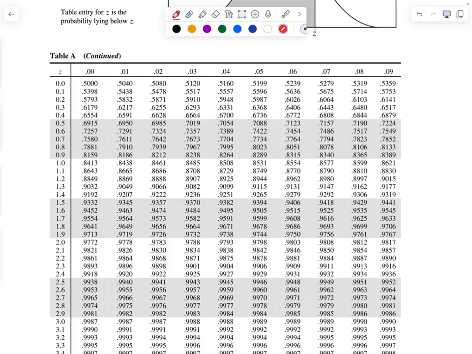The answer for the area is 0.8413. And you could just leave the answer as 0.8413. This is the same as 84.13%. It is the same thing, but again, you don't need to turn it into a percentage. You don't need to move the decimal over. You can just give us the answer as 0.8413.